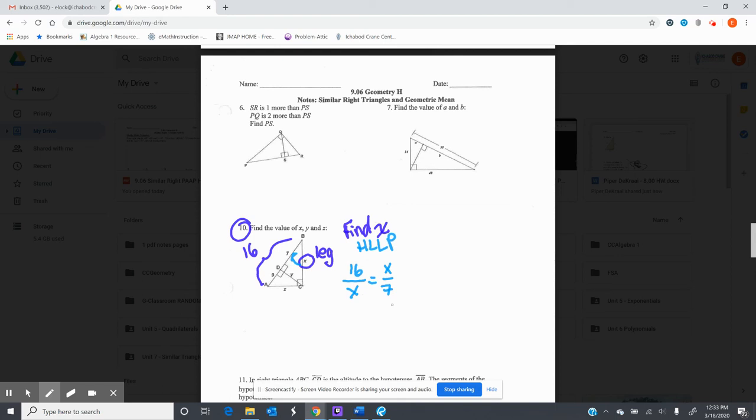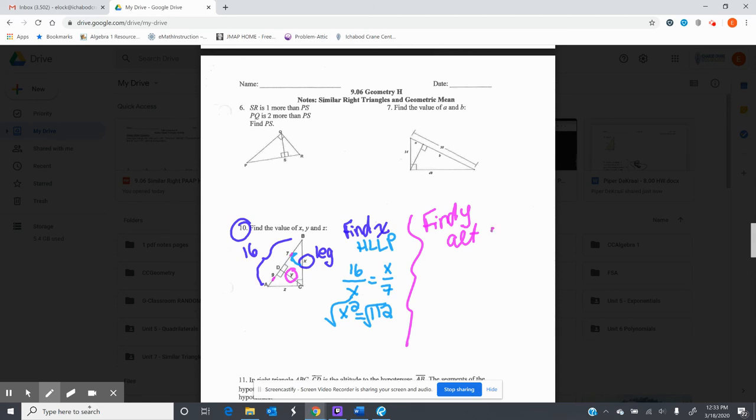my apologies, my answer key isn't up to date, is x squared equals 112, and then you would simplify from there. Now moving on to help you find y. So in order to find y, that is an altitude. So to find the altitude y, we have the whole hypotenuse that's broken into these two parts, 9 and 7.